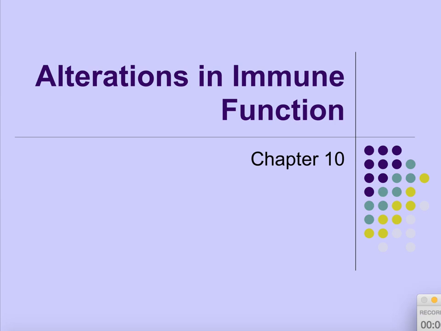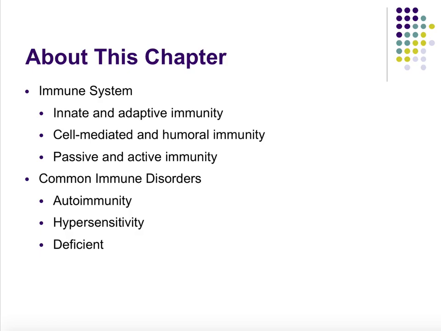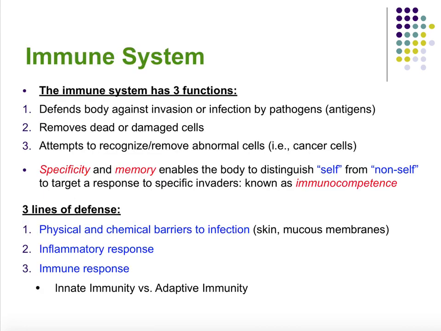Chapter 10, Alterations in Immune Function. So in this chapter, we're going to talk about the immune system. We'll discuss innate and adaptive immunity, cell-mediated and humoral immunity, and then we'll also discuss passive and active immunity. Then we're going to move on to some common immune disorders like autoimmunity, hypersensitivity, and deficient immune function.